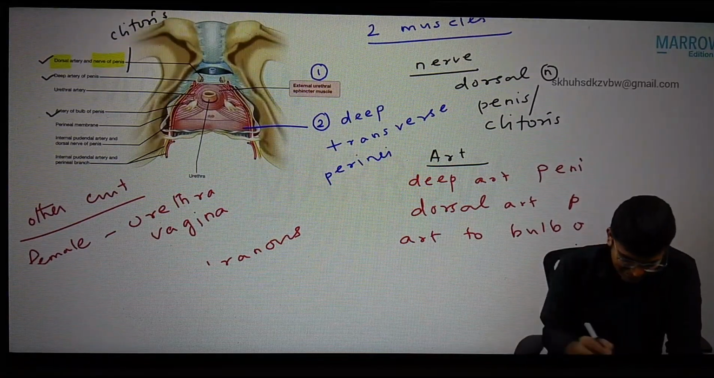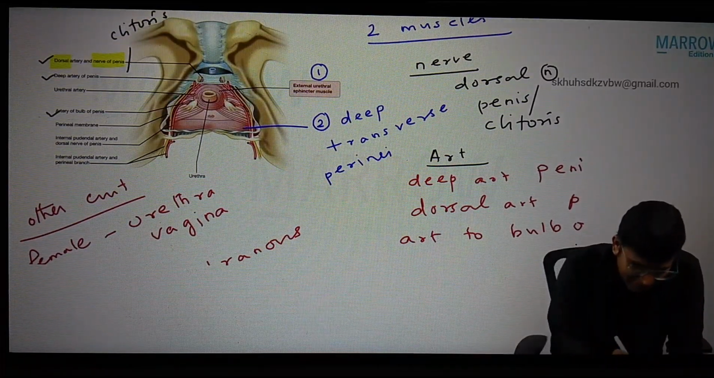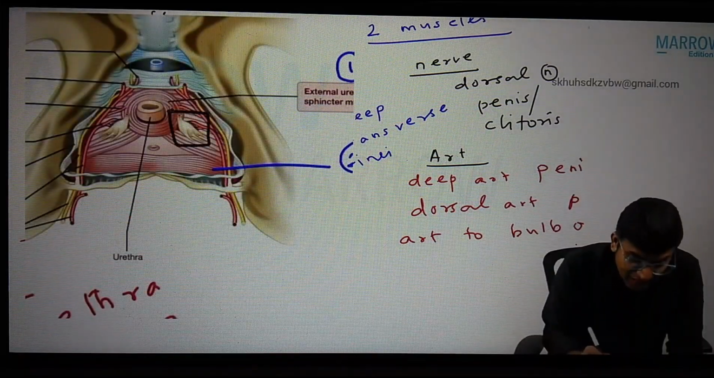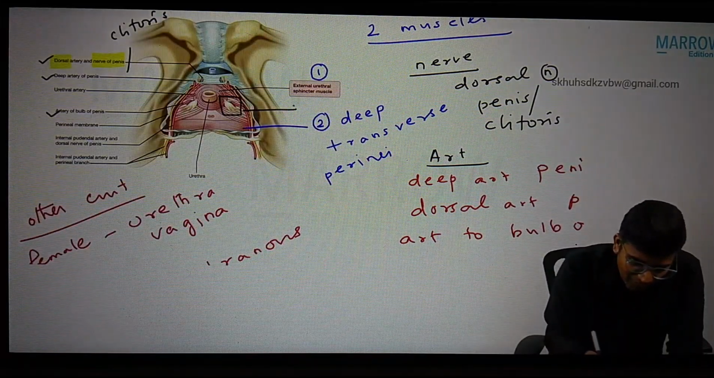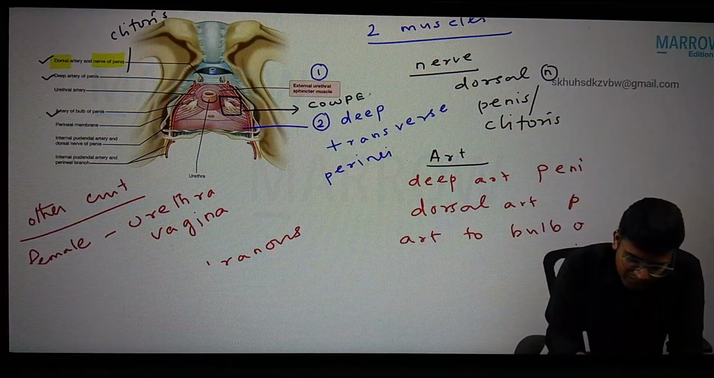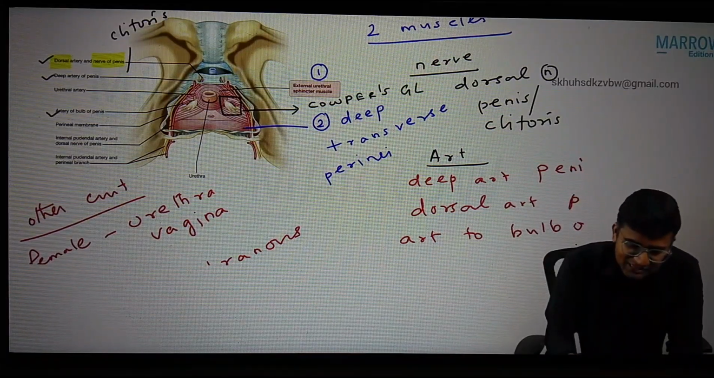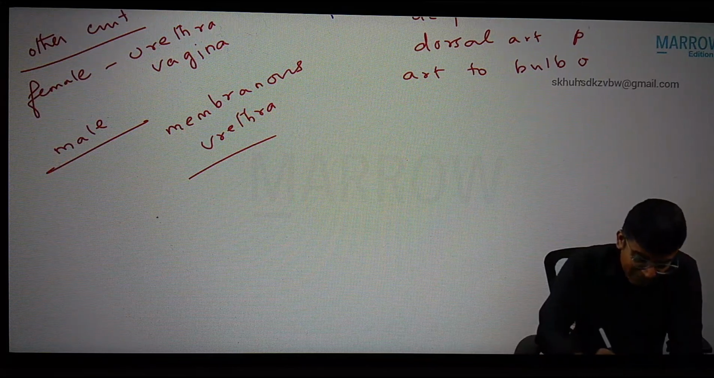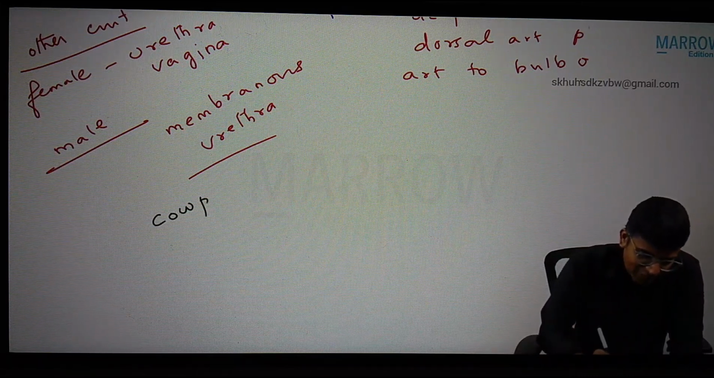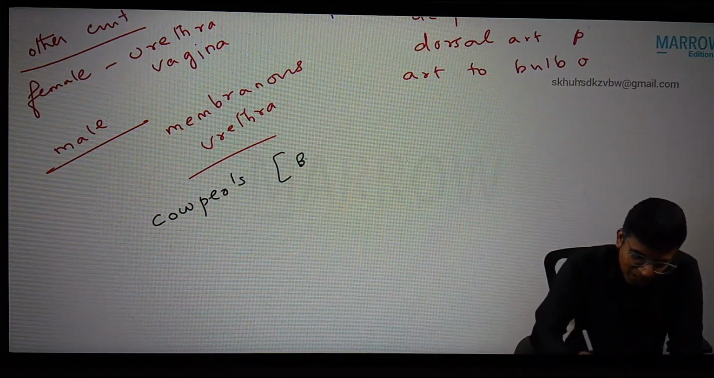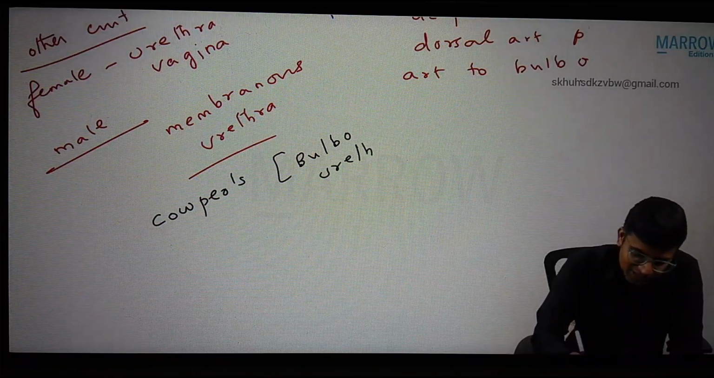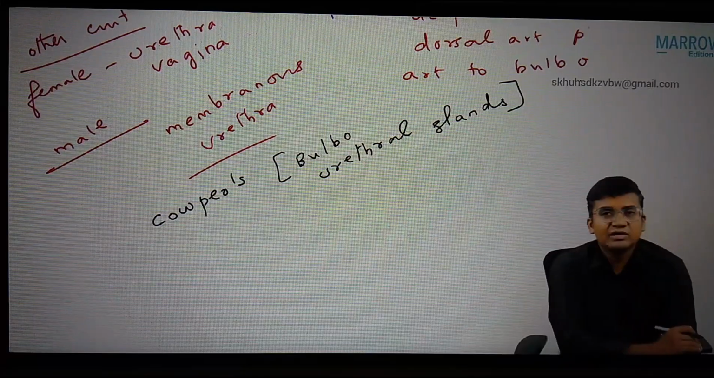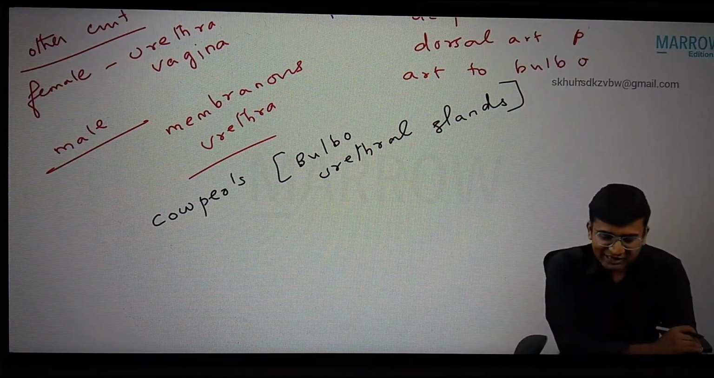What gland? Can you see the gland here? I'm putting a box over it. That is Cowper's gland, or bulbourethral gland, present in the deep space. So in male, we have Cowper's gland or bulbourethral glands. These are the contents of the deep pouch.